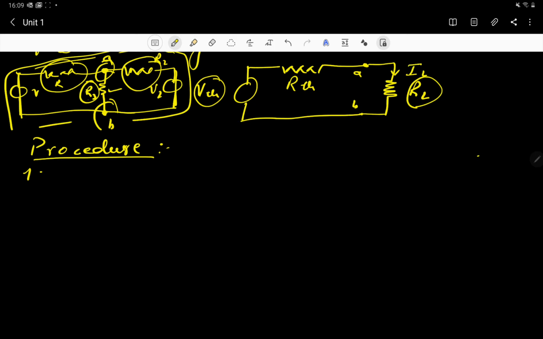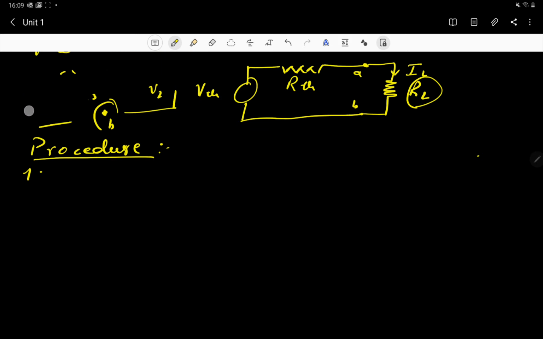Okay, this is the current IL, this is RTH, this is VTH. Okay, let's remove this. Okay, this is a circuit. The load resistance across which you want to find out the current. Okay, this IL you want to find out. So first of all, what we will do, disconnect the load resistance RL from the circuit.